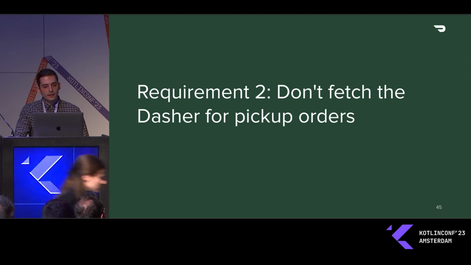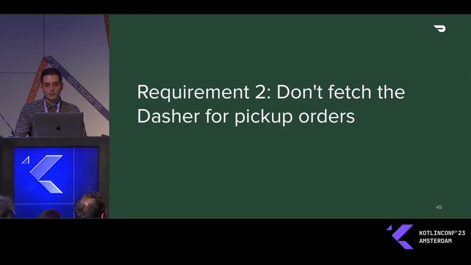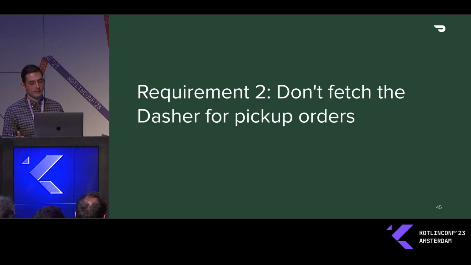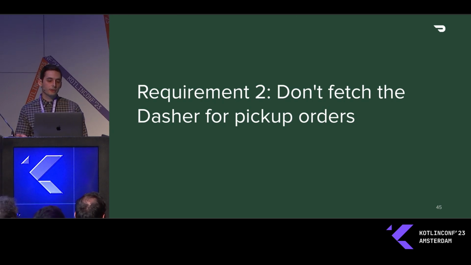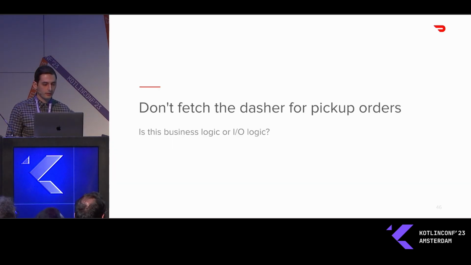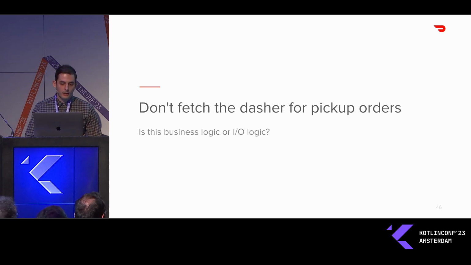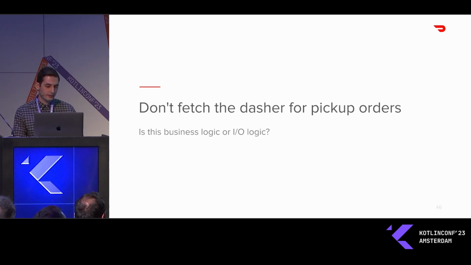Now, let's say that the product requirements change again. DoorDash allows you to place pickup orders, where you pick your food up from the restaurant yourself, instead of having a Dasher deliver it for you. Since pickup orders don't have a Dasher, we want to skip calling Dasher service. Is this change business logic or I/O? I would argue that this is business logic.